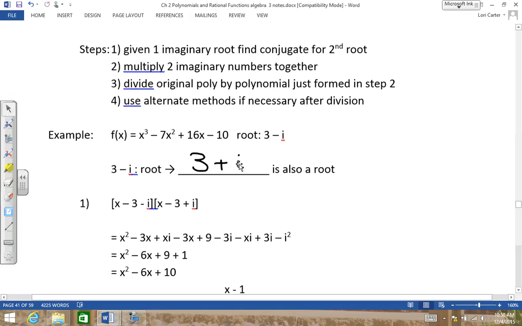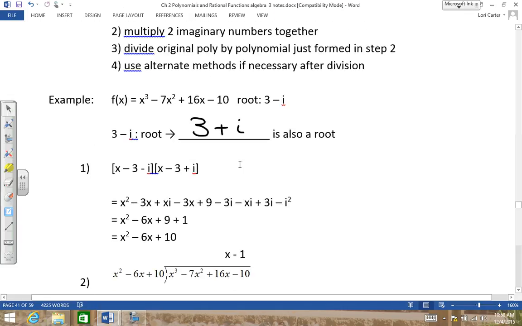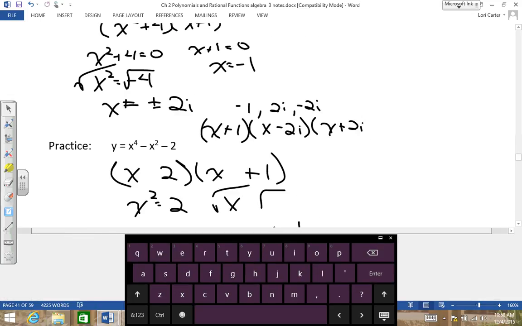Okay, now you have to take your 3 plus i and your 3 minus i like we just did and distribute it. We'll have to finish tomorrow.